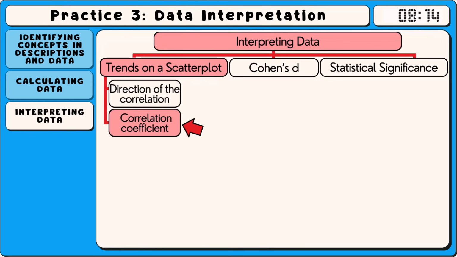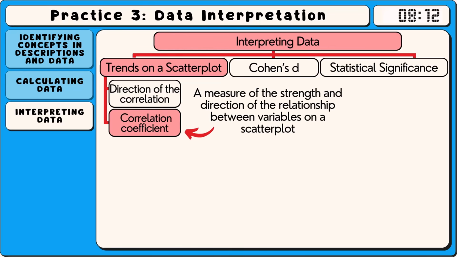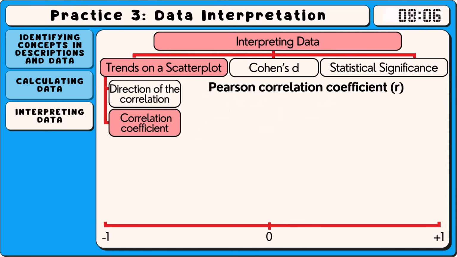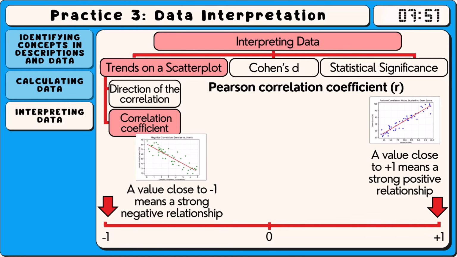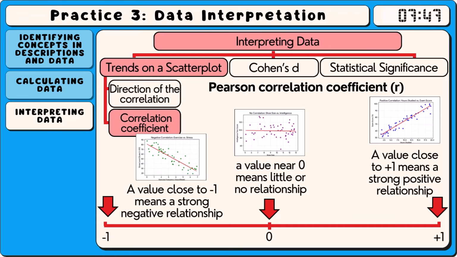Okay, now let's look at the correlation coefficient. This is a measure of the strength and direction of the relationship between variables on a scatter plot. The AP Psychology exam typically uses the Pearson correlation coefficient, represented by a lowercase r. The Pearson correlation coefficient ranges from -1 to +1. A value close to +1 means a strong positive relationship. A value close to -1 means a strong negative relationship, and a value near 0 means little or no relationship.